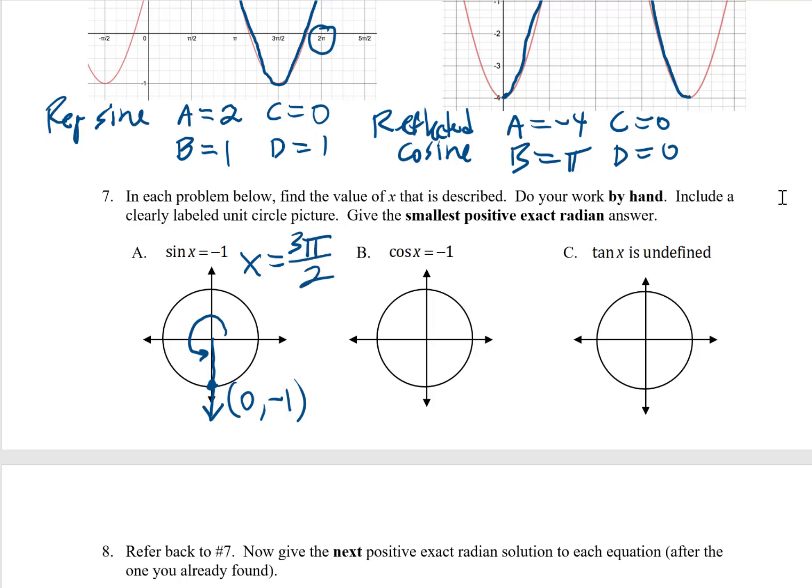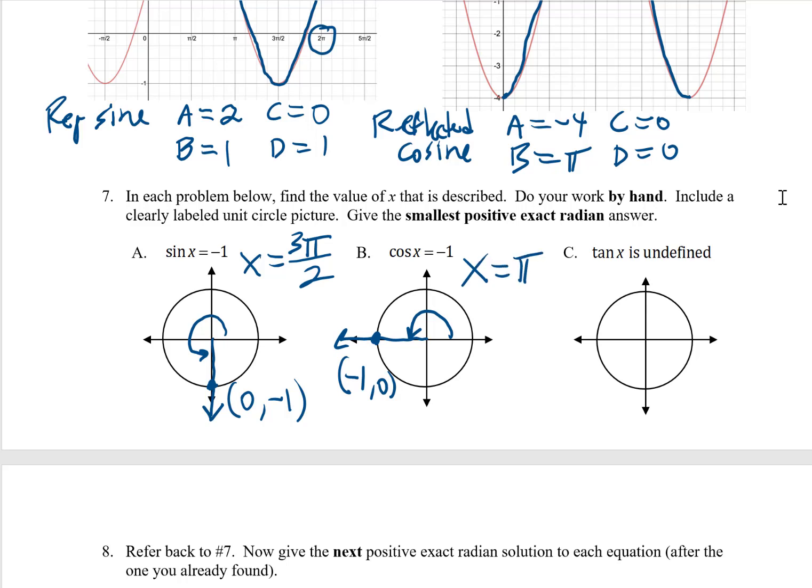Letter B, similarly with cosine. Cosine is the A coordinate. This is the only spot on the unit circle with an A coordinate of negative 1. So this time we're looking for this angle, which of course is 180 degrees, or pi radians.